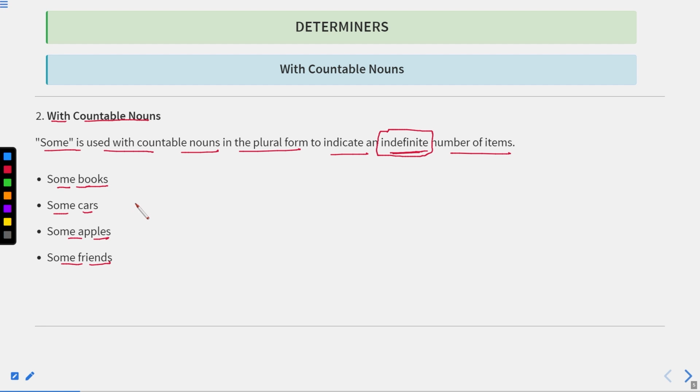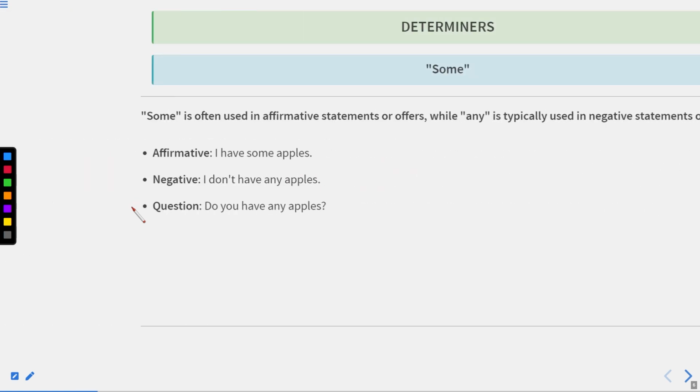Obviously books are countable, so if I'm saying some books, it means a few books, but how many books there are, the exact number no one can tell with the word some. But some refers to a number of books which are more than one, but how much we don't know. And they are not too many. Okay, now let us move to the next one.